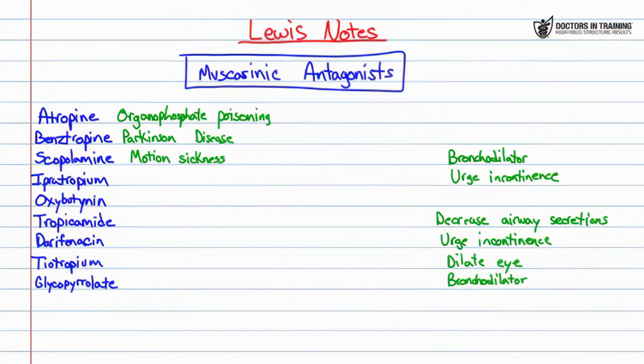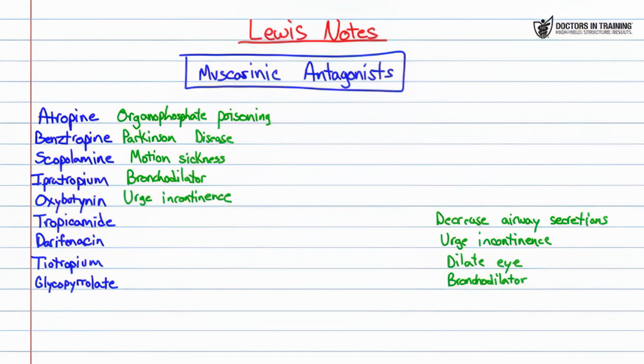Ipratropium bromide, used pretty often as a bronchodilator, especially in our COPD patients. You can use it in asthma as well. Oxybutynin is one of our drugs that we use for some overactive bladder. So if you have urge incontinence, then you can use oxybutynin for that one. Tropicamide, you're going to use this in your ophthalmologist's office to dilate that eye to be able to get that exam done right.